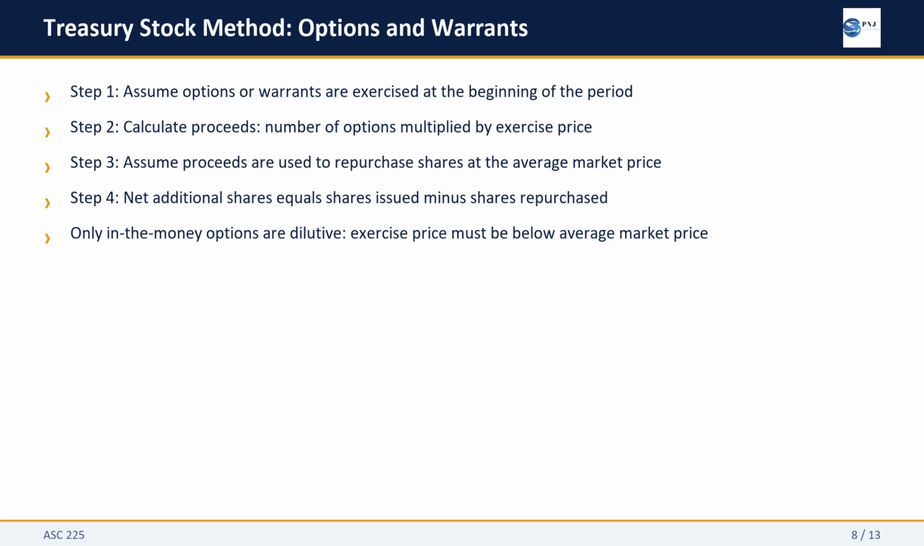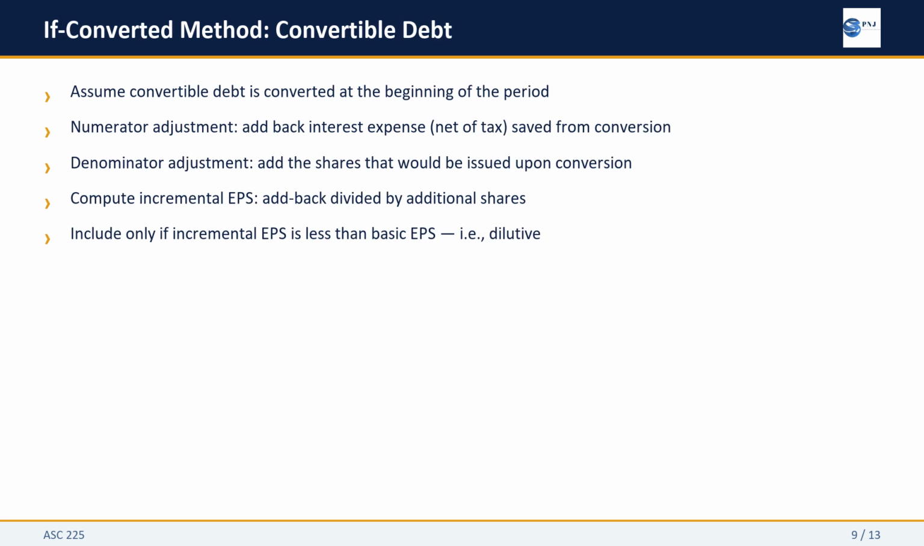When the exercise price exceeds the average market price, the options are out of the money and antidilutive. They are excluded entirely. Convertible debt presents a different calculation. The if-converted method assumes the debt was exchanged for common shares at the start of the period. Two adjustments follow. The numerator increases because the interest expense that would have been paid on the debt is no longer paid. Add it back net of the tax benefit that interest would have generated. The denominator increases by the shares the debt converts into.